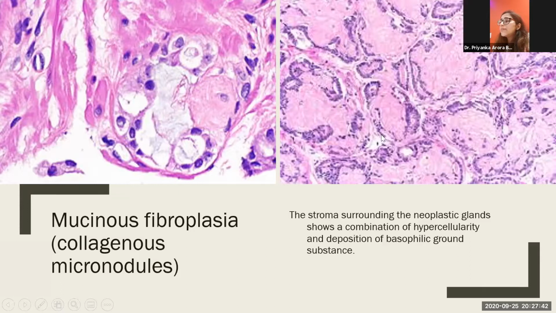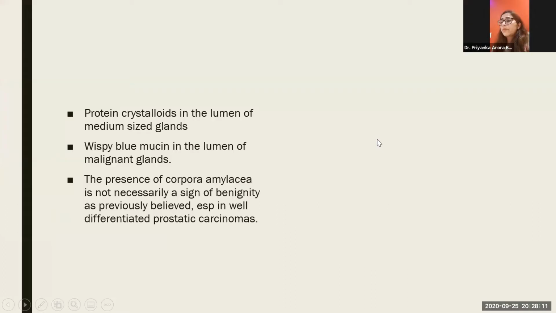If you see something like this, it is never seen in benign tissue. Obviously, it is very difficult to catch for young pathologists, but if you have an eye for it, look for malignant glands and in the surrounding areas of the malignant gland, look for this kind of basophilic ground substance, which is sort of acellular. That is mucinous fibroplasia.